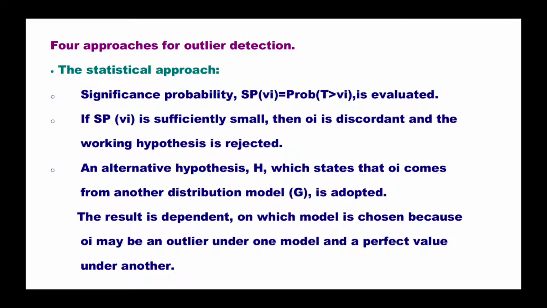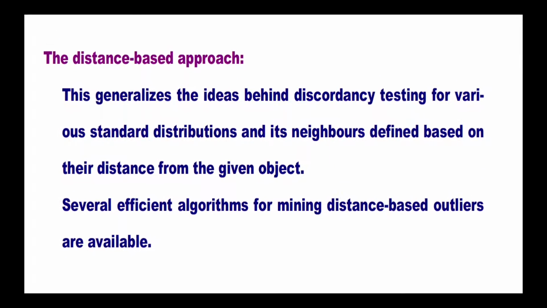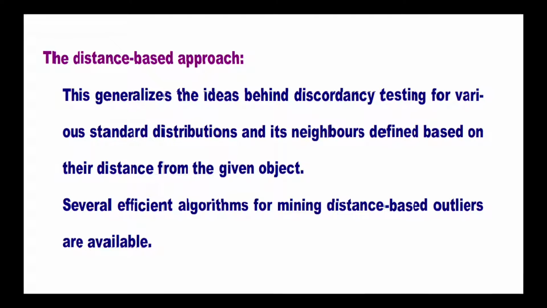The result is dependent on which model is chosen because O_i may be an outlier under one model and a perfect value under another. Next, we will see the second approach, the distance based approach. This generalizes the ideas behind discordancy testing for various standard distributions, with neighbors defined based on their distance from the given object. Several efficient algorithms for mining distance based outliers are available.